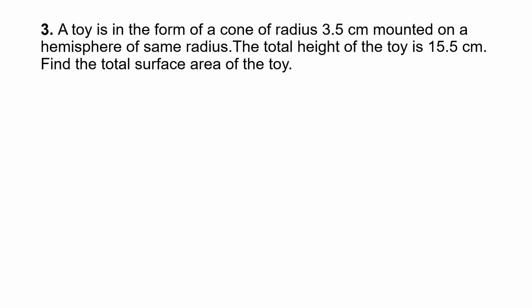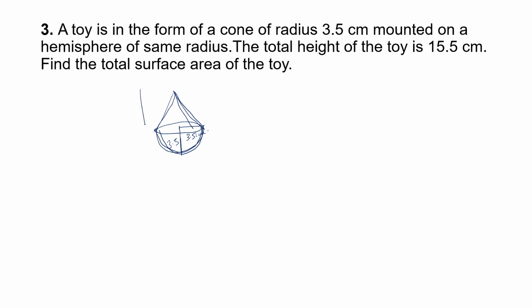Next one: a toy is in the form of a cone of radius 3.5 centimeter mounted on a hemisphere. You might have seen those dancing toys. If you keep it on the floor, it won't stand, it will keep on rolling, that type of toy. So a toy is in the form of a cone of radius 3.5 centimeter, here radius is given, mounted on a hemisphere of the same radius. The cone radius and hemisphere radius are the same.